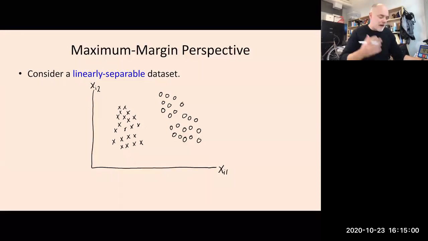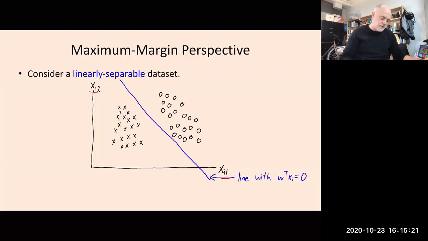What's going on? There's this maximum margin perspective that's worth knowing about, so that if you want to look up stuff and understand what's going on, you can think about it. So let's consider a linearly separable data set. Here we have noughts and crosses, or X's and O's. We have two features, and the two classes are obvious, the X's and the O's.